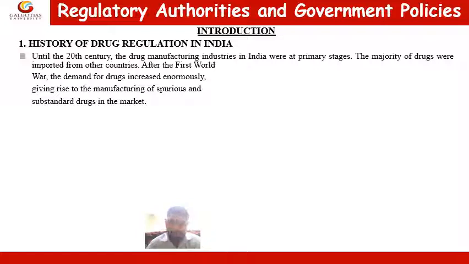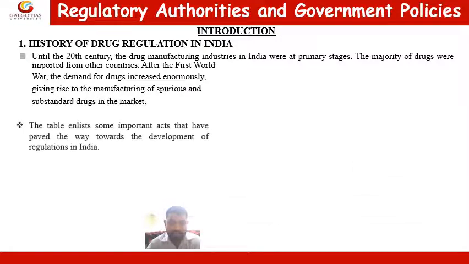The demand for drug consumption in our country increased after the First World War. Because of that, the government of India recognized that there was a need for government regulation and policy for the manufacturing or import of these drugs. So the government of India has passed many laws so far. Let's discuss them one by one.